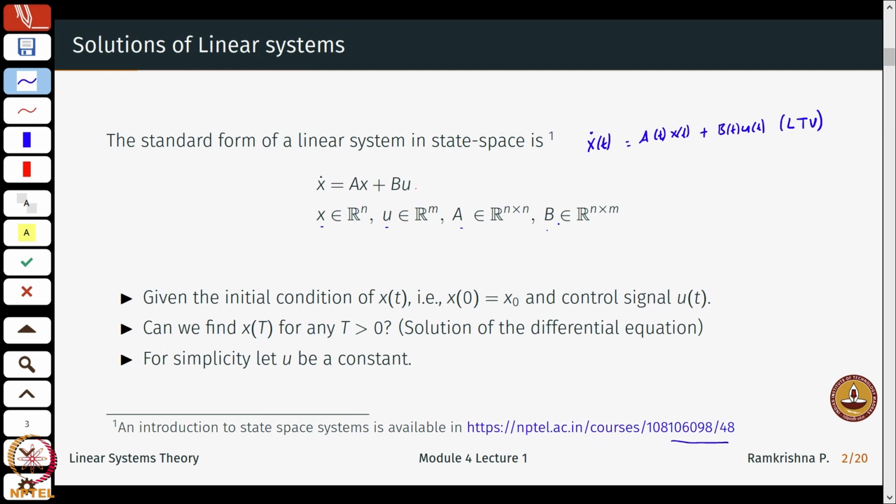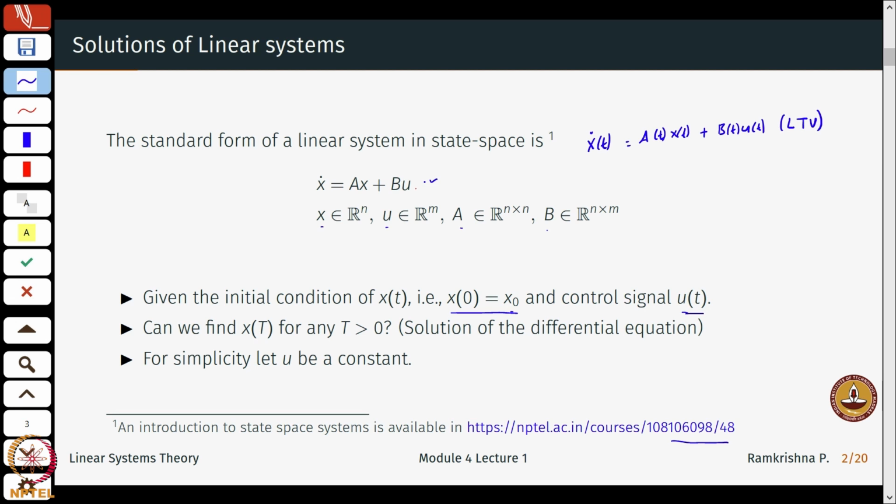So, the question that we will ask here is, given an initial condition of the state x at t equal to 0, let me call that x 0, and some control input u of t, can we find the state? So, what is given is the initial state of the system and a certain control input. Can we find the value of the state at any time t greater than 0, could be 10 seconds, 20 seconds, a million seconds, and so on. In mathematical terms, this is a differential equation, can I find a solution of it?